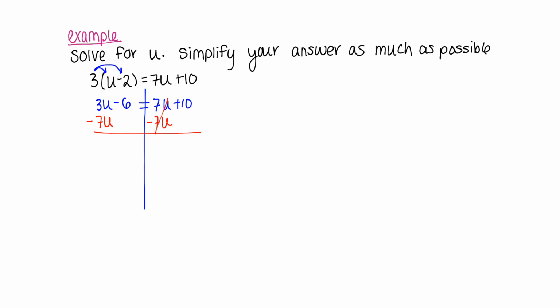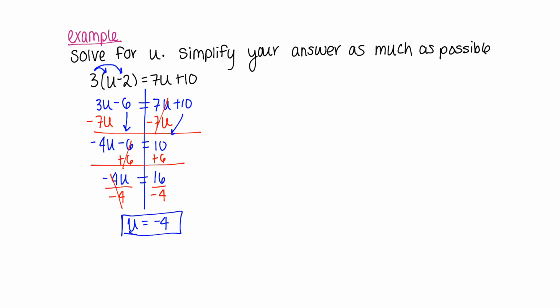These 7u's will cancel. 3u minus 7u gives me negative 4u. The minus 6 from above comes straight down, and then 10 comes down from here. To get the negative 4u alone, I am adding 6 to both sides. These 6's cancel. We have negative 4u left on this side. 10 plus 6 is 16. We can divide both sides by negative 4. The negative 4's will cancel. And we get u equal to negative 4 because 16 divided by negative 4 is negative 4. And that is our final answer there.